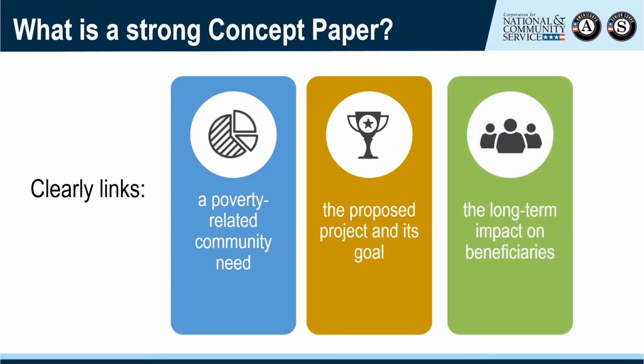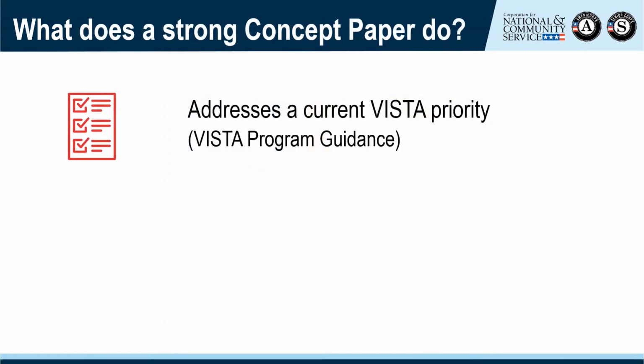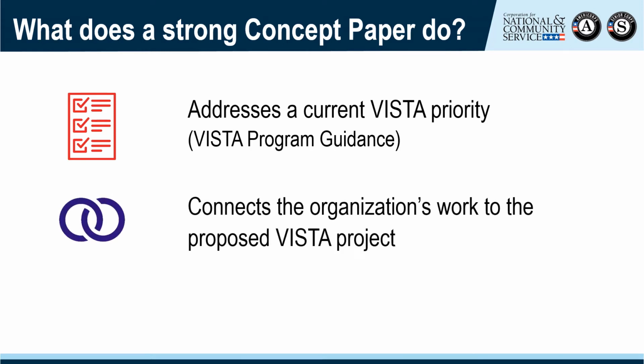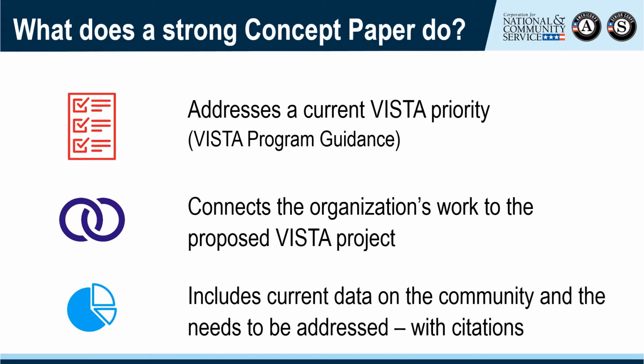And finally, the long-term impact on the beneficiaries. This element shows how life will be different for community residents. When these three elements support each other, they form the strong foundation for a concept paper. Further, the concept paper needs to address one of the current VISTA programming priorities that are outlined in the annual VISTA program guidance. It must clearly establish a direct connection between the current work of the organization and the proposed VISTA project. And it should include current data on the community or the population that will be served, as well as the specific needs that will be addressed.